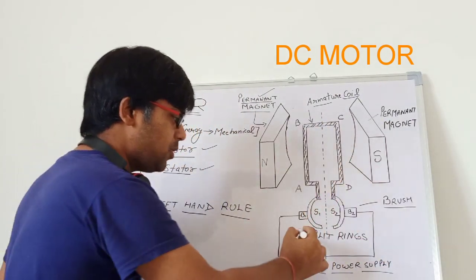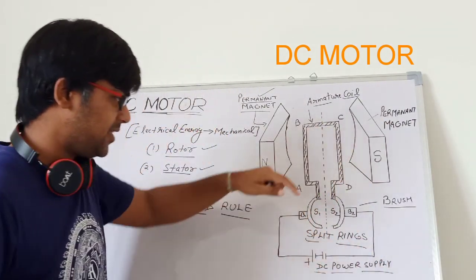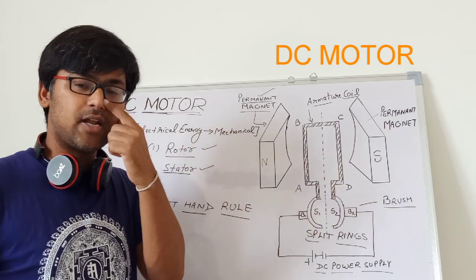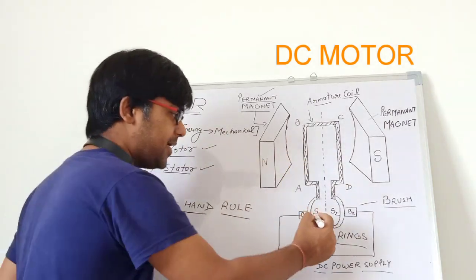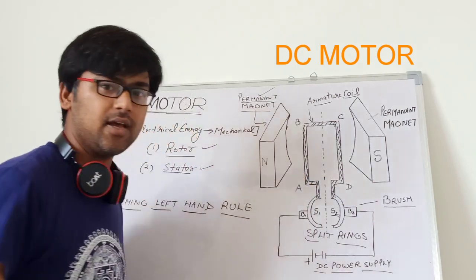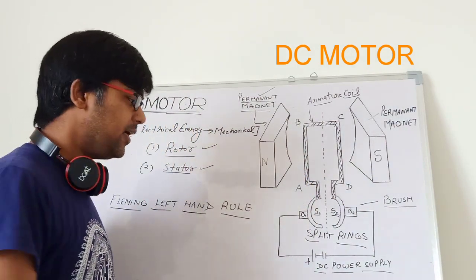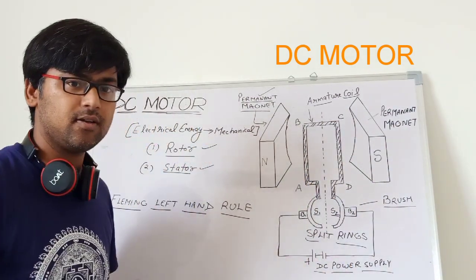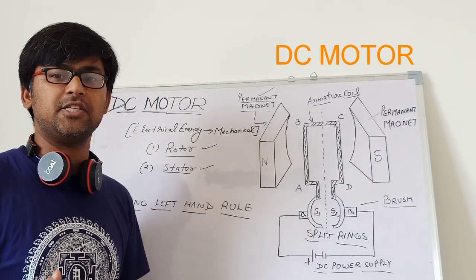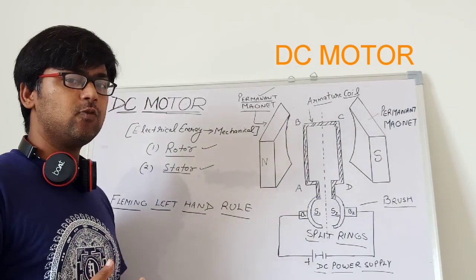They are known as split rings because they are divided into two parts. You can see the split from the center. So we have two split rings, S1 and S2. Clear? And we have a DC power supply also. Since it is a DC motor, we will have a DC power supply. Now, how does it work?